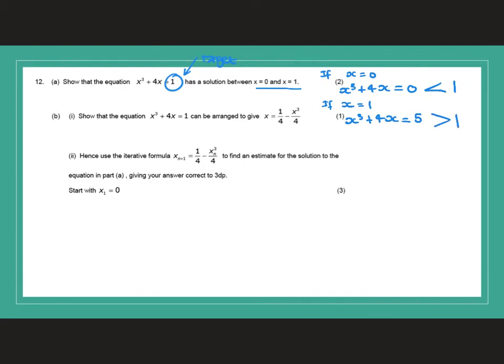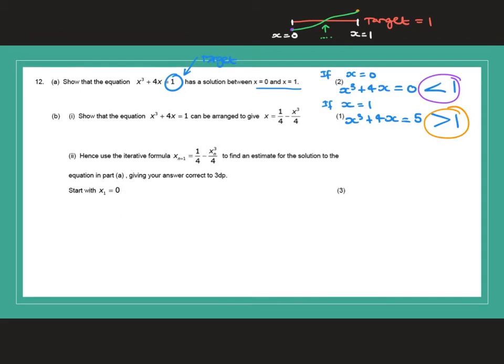So remember, the target was 1. When we tried x equals 0, we got an answer that was less than 1. So we were too low. When we tried x equals 1, we got an answer that was greater than 1, so we were too high. So in between x equals 0 and x equals 1, there must be some value that gets us to our target, which is 1, and that is y. And so here's your explanation. It's because one of these is too low and one of these is too high.